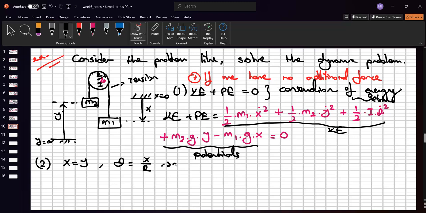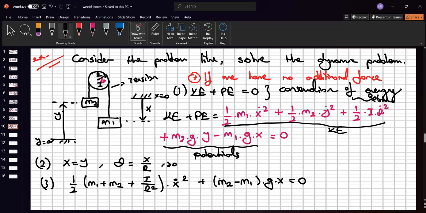So, if this is the case, we can collect the whole information. We can put everything in here to X dot instead of Y. And theta can also be converted to X dot, and then the total equation can be given by 1 divided by 2 (M1 plus M2 plus I divided by R square) times X dot square plus (M2 minus M1) times Gx is equal to 0. Okay? These are the total dynamics.